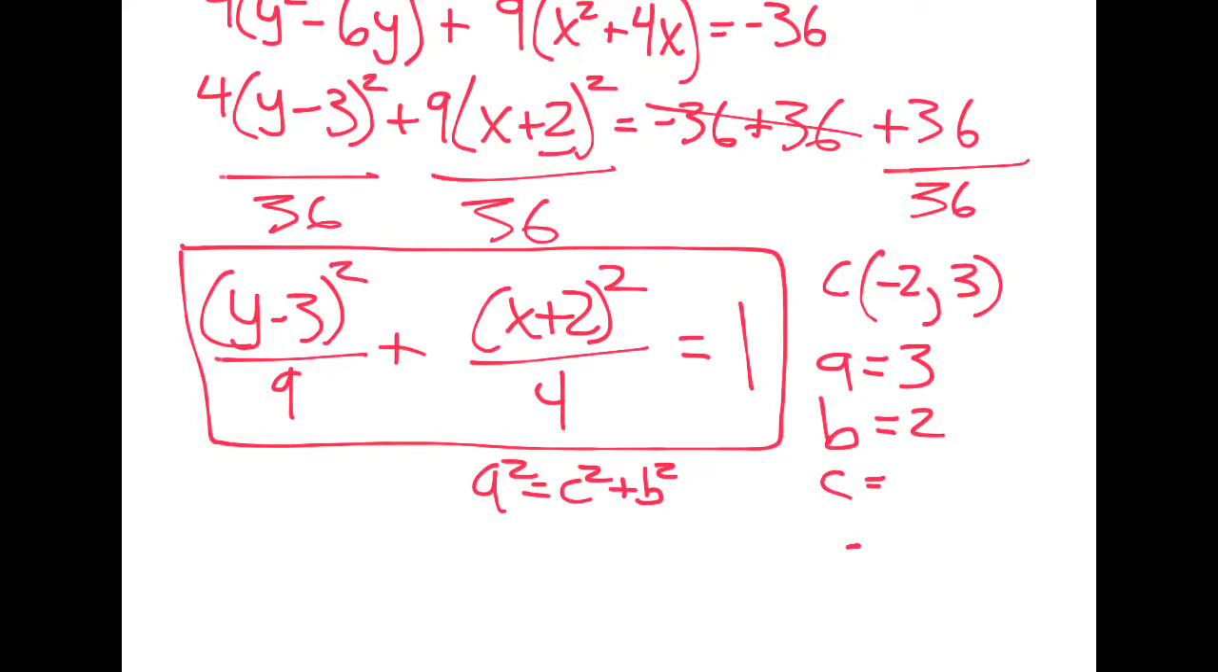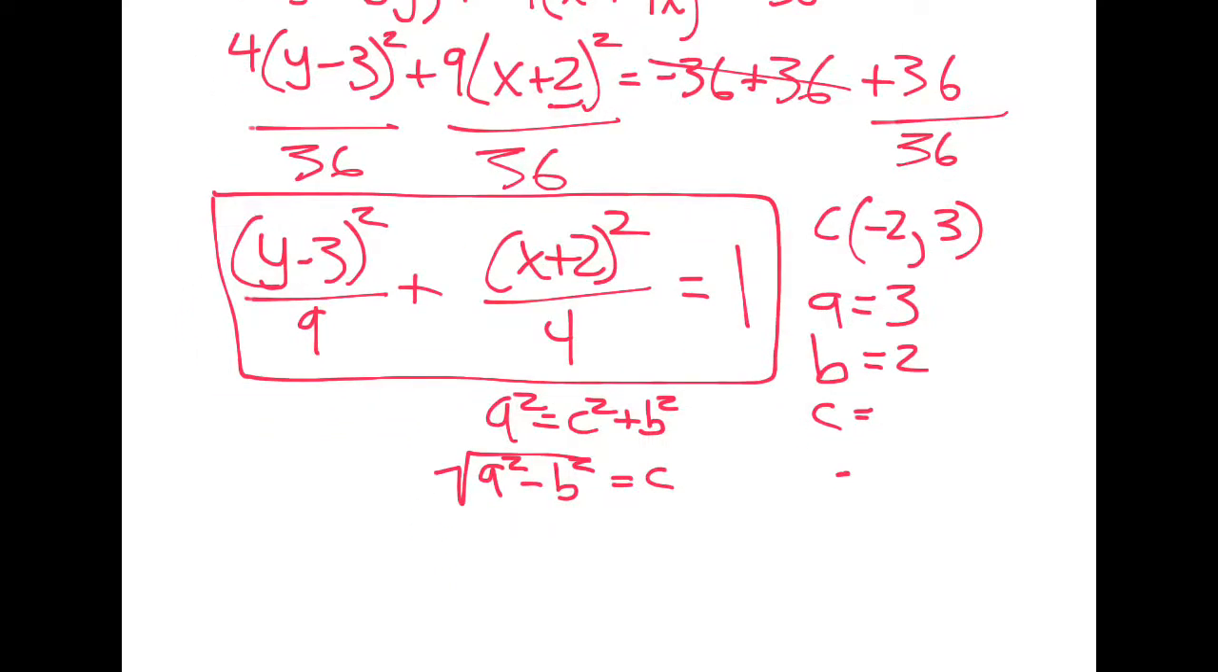What do we not know? We don't know c. So we can say a squared minus b squared equals c squared, but let's go ahead and square root that to figure out what c is. And so we can say that we have 9 minus 4. Notice what I did there. I took 3 and squared it to get 9. I took 2 and squared it to get 4. Oh, look, those are also my denominators. Okay. Well, 9 minus 4, square root of that equals c, which means c is the square root of 5.